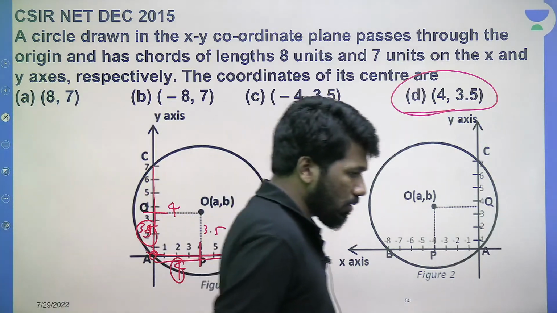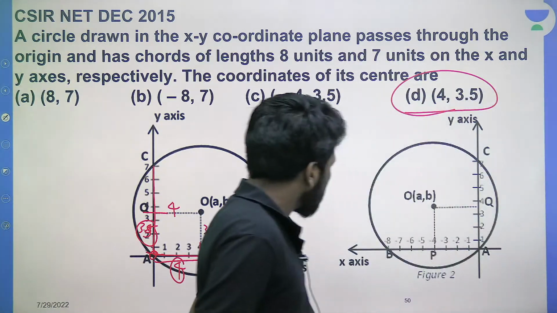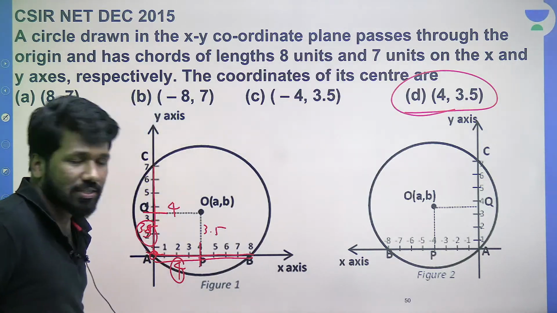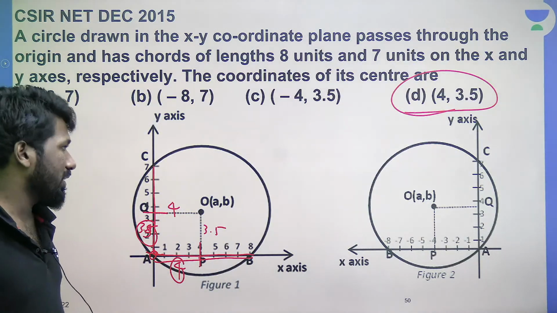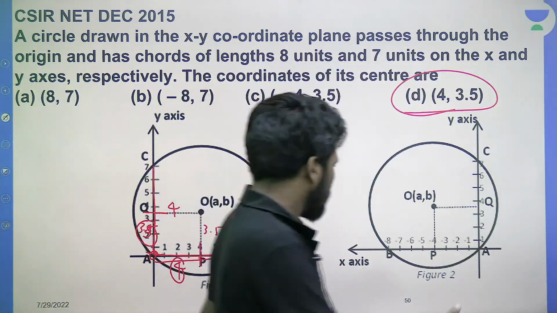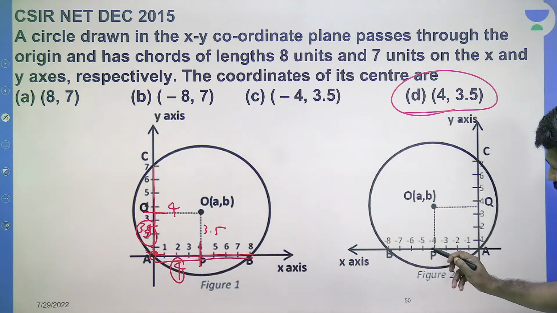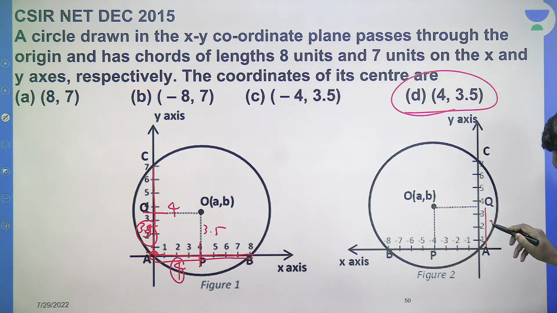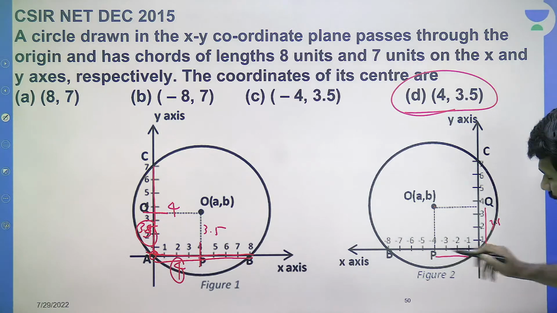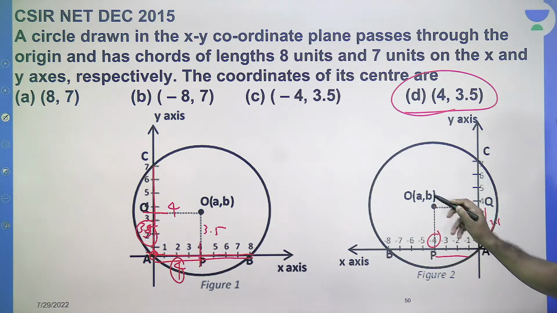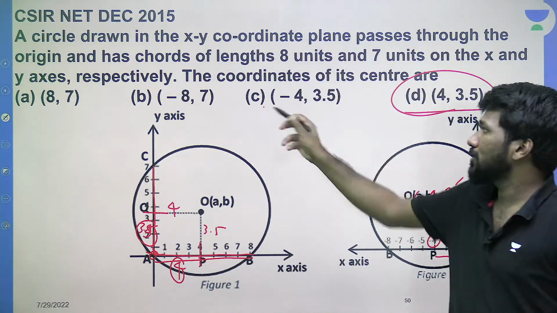There is nothing wrong if it is in the second quadrant also. ये first quadrant में ऐसा हो सकता है. First quadrant में center है तो. Second quadrant में center है तो वो भी सही है ना. -4, 3.5, vertically 3.5, horizontally 4 in the negative axis, x-axis. So it is -4 3.5, -4 3.5. वो भी correct है. That is option C also was correct.